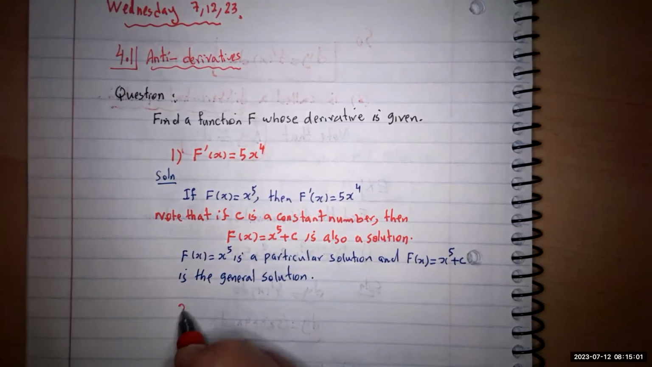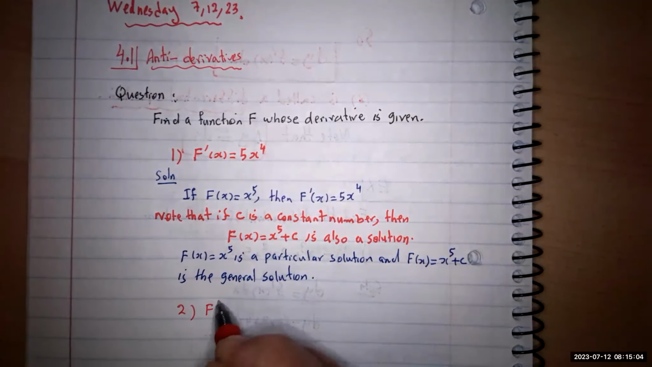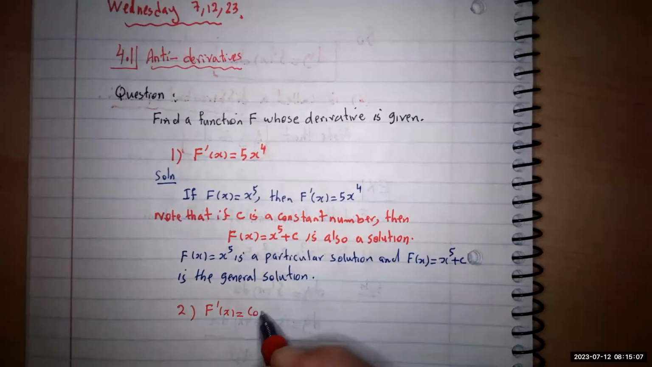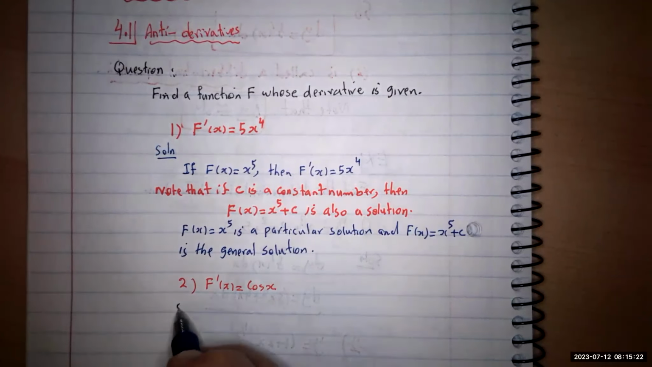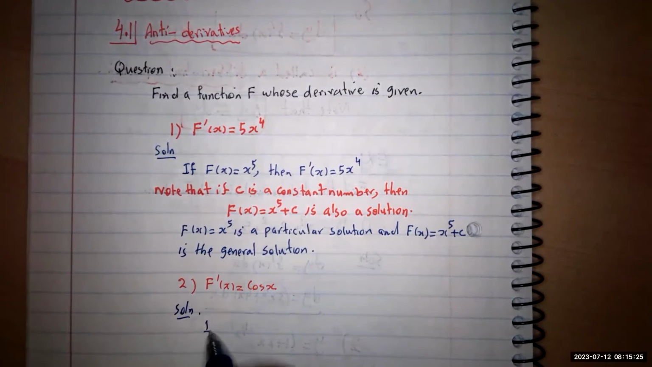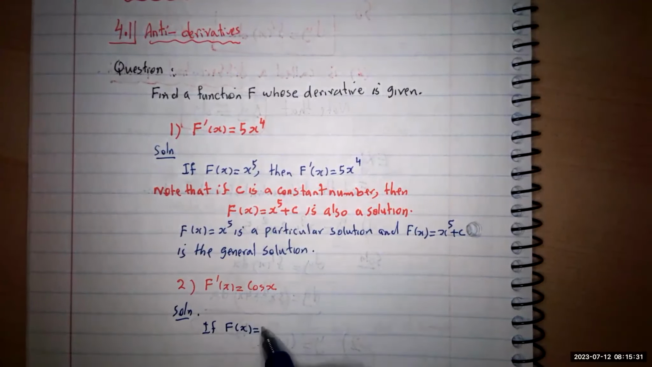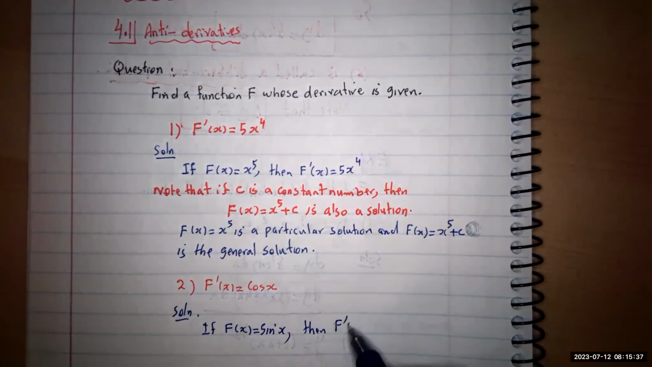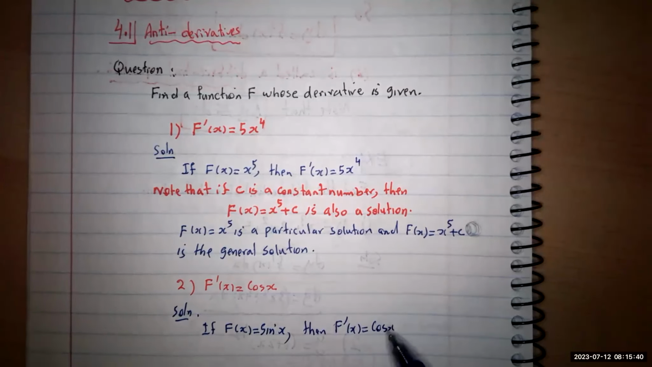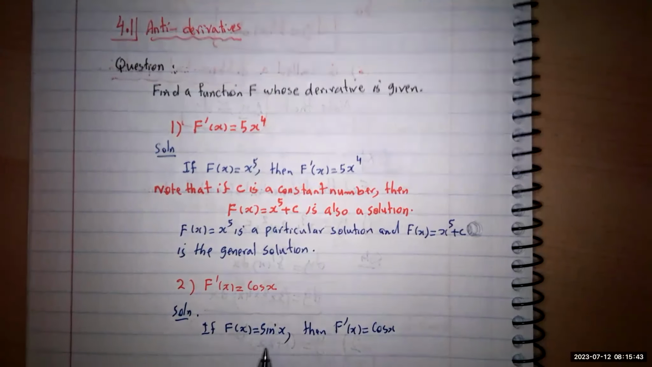So another type, for example, suppose you have f prime of x equal to the cosine of x, and you want to find the function. Again, you think about it, you know that the cosine is the derivative of the sine. So one solution is going to be sine of x. If you let f of x be equal to the sine x, then you know that f prime of x is going to be equal to the cosine x. And so one solution is sine x.